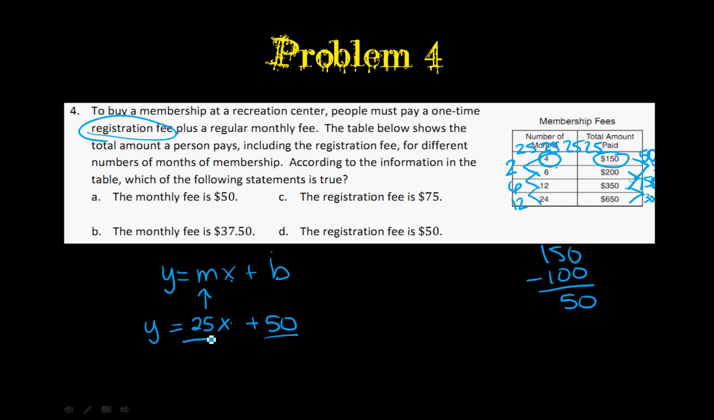To pick out the answer, you have to be really careful that you didn't pick A, because that's saying monthly fee, which is not the case. The monthly fee is $25. So the correct answer is D, that the registration fee is the $50, because it's the y-intercept.